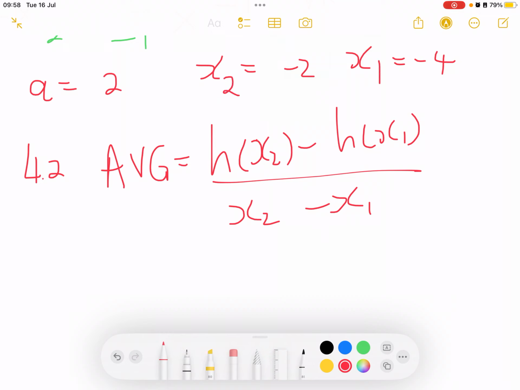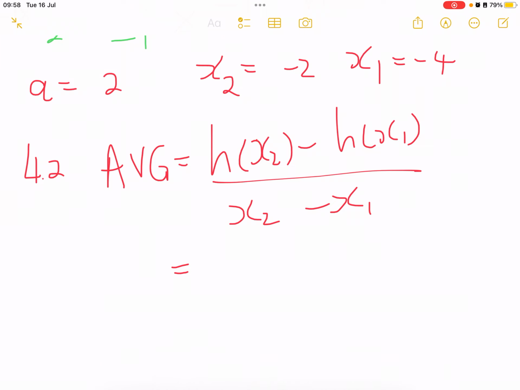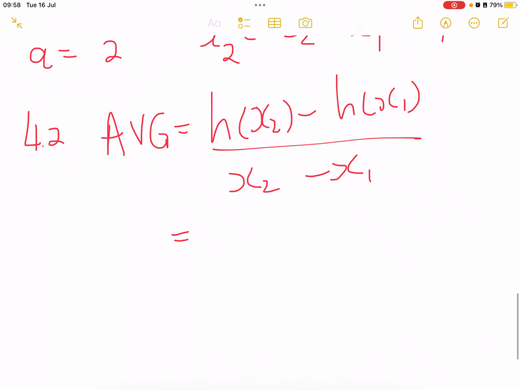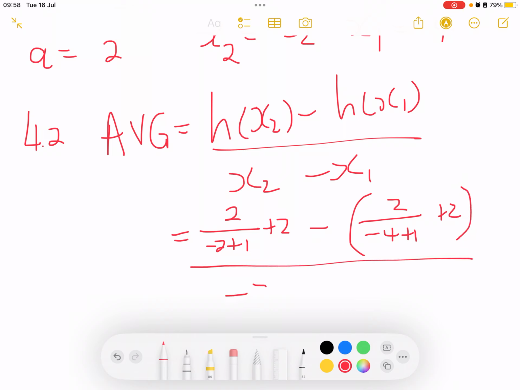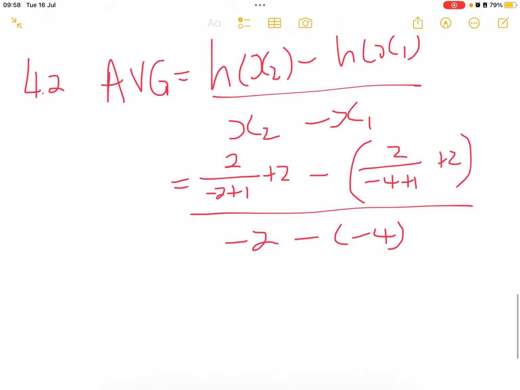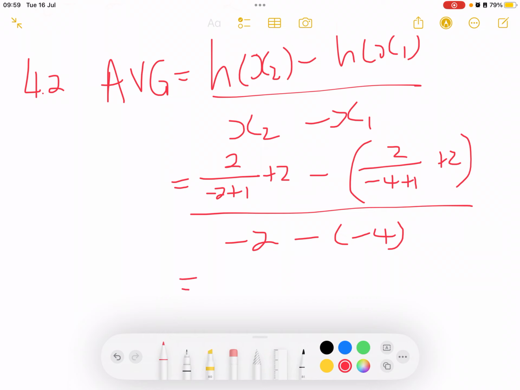Such that if we look at our equation of h of x, we need to substitute those values. So this will be 2 over minus 2 plus 1 plus 2, subtracted by 2 over minus 4 plus 1 plus 2, all over negative 2 minus negative 4. Now, if I punch this in the calculator, I get negative 2 over 3, and that will be the average gradient between those 2 points.